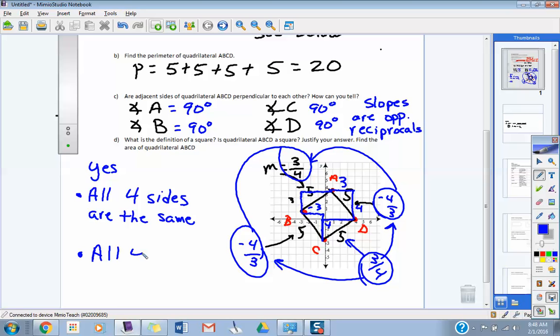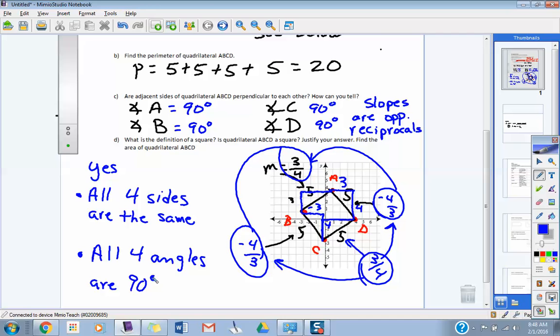All four angles are 90 degrees. Okay. So, I would say in a nutshell, make sure you have that down because you're going to be asked to justify some stuff today. And this is just kind of a jump-in type of a question in terms of where we're going today.